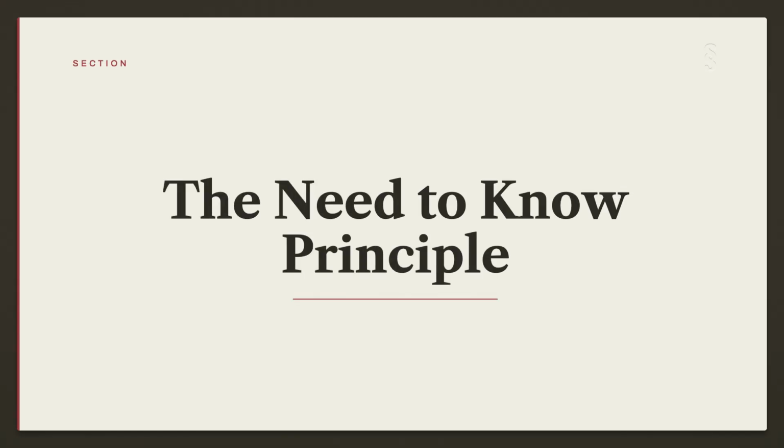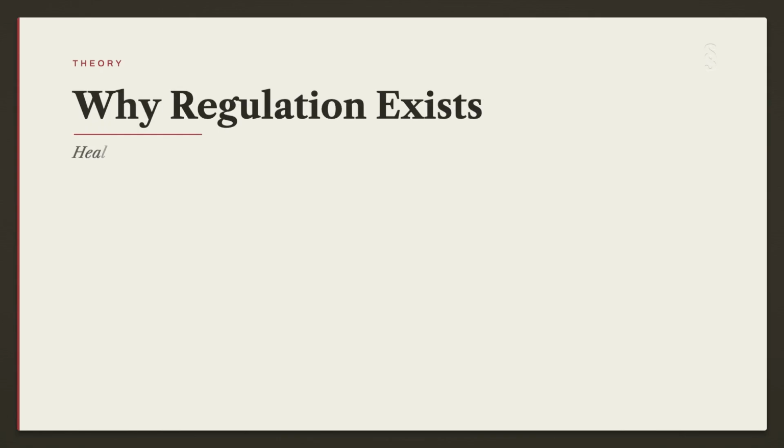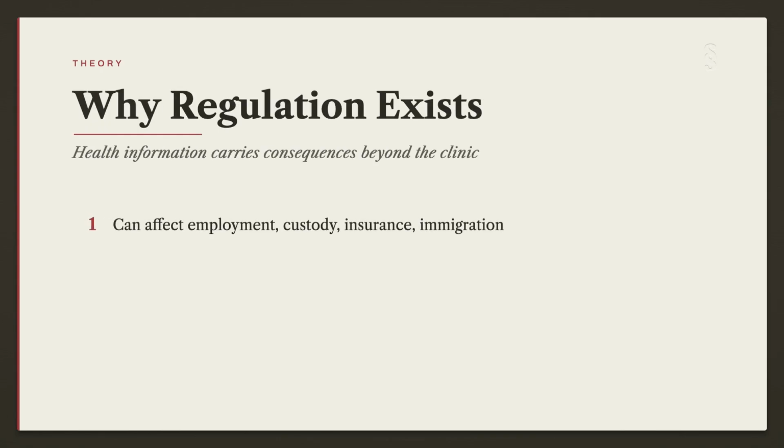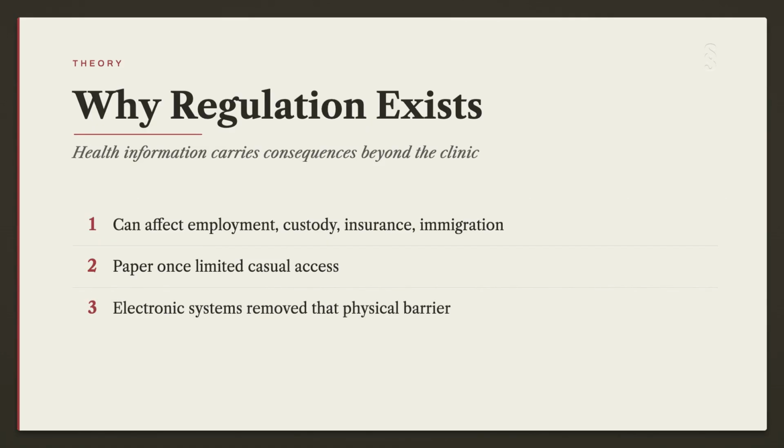Health information belongs to the client and HIPAA governs who may access it. The rule is simple. Access is tied to a care relationship, not to employment, curiosity, or good intentions. A diagnosis can affect someone's employment, custody, insurance, or immigration status. Before federal regulation, protection depended on institutional policy and personal ethics, and enforcement was inconsistent.